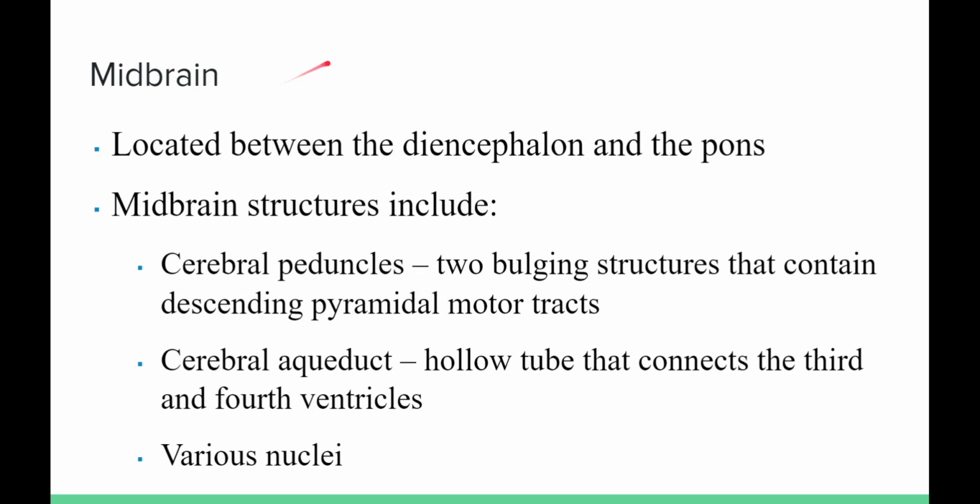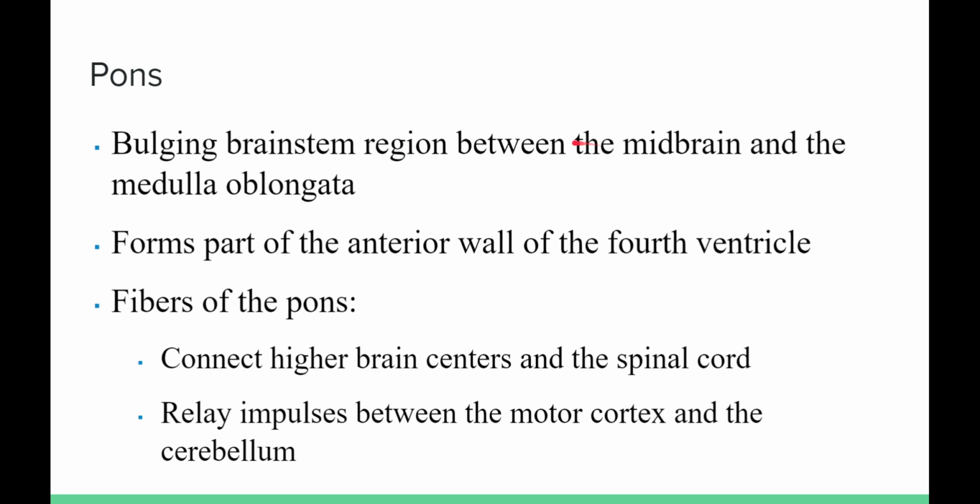Okay. So the midbrain, it is called the midbrain because it is midway between the diencephalon and the pons, which really just makes sense. Don't worry about these structures in there. Just know that that's where the midbrain is, right? You have the pons. That's the bulging region in the brainstem. That's between the midbrain and the medulla oblongata. This is the anterior wall of the fourth ventricle, the front wall of that last part there. And it has, this is another place where the higher brain centers and the spinal cord are connected.